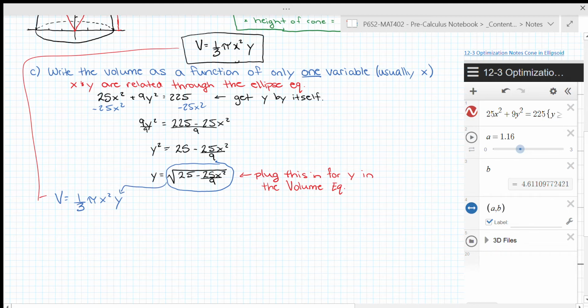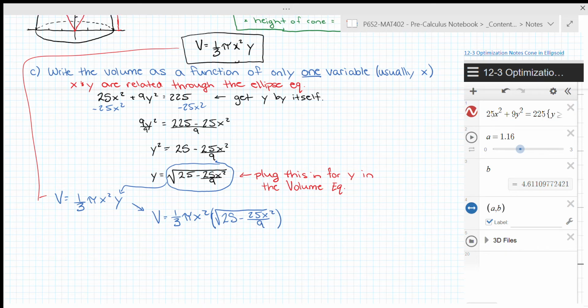So we'll get my volume is 1/3 times pi times x squared times the square root of 25 minus 25x squared over 9. So now I have my volume as a function of x squared, or really as a function of x, right? That I can graph in Desmos and figure out where the maximum is.